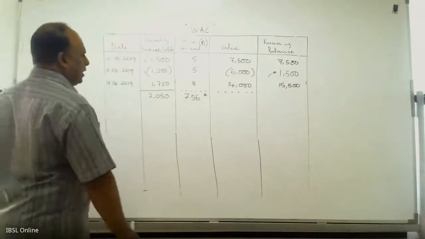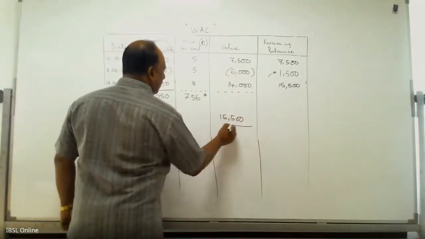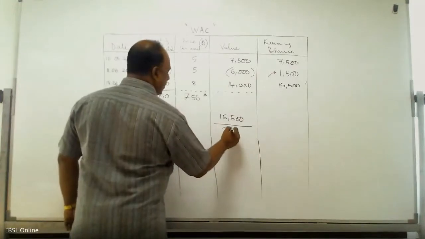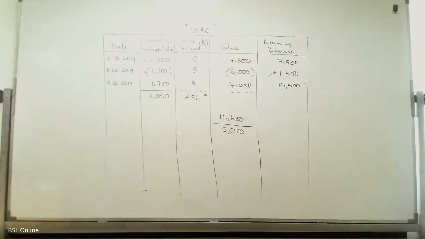Now how do I get this 7.56? That is basically 15,500 divided by 2,050. So you will get 7.56. This is how it happens in exams also. You will get something similar to this.